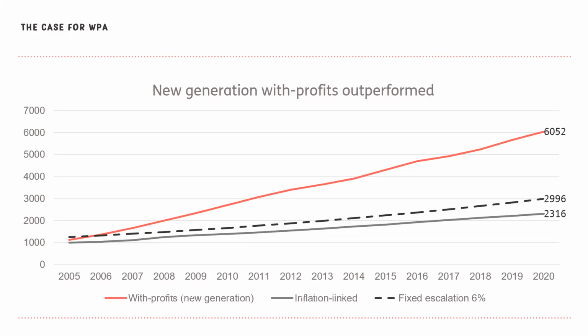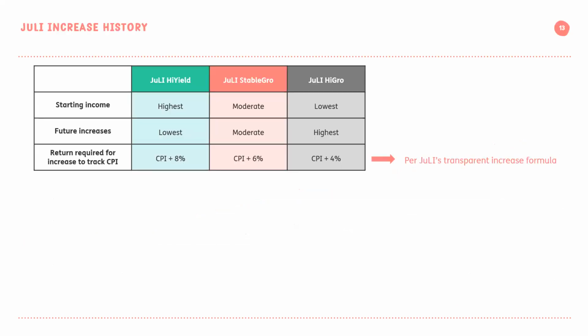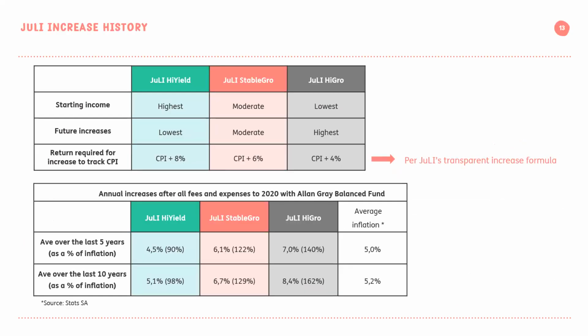Here we see that historically, if we back test over the last 15 years, then yes, the with-profit annuity has delivered better value for money in terms of income relative to a fixed escalation and inflation-linked annuity. So over the long term, we think it is the best type of guaranteed life annuity for a client. This table provides just back testing.